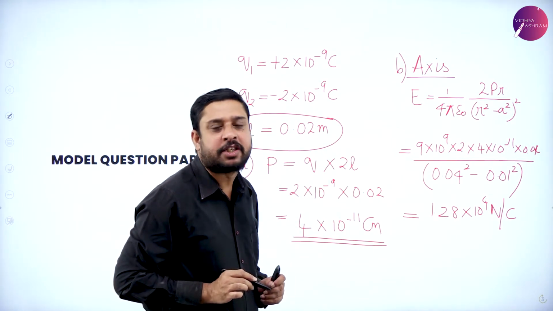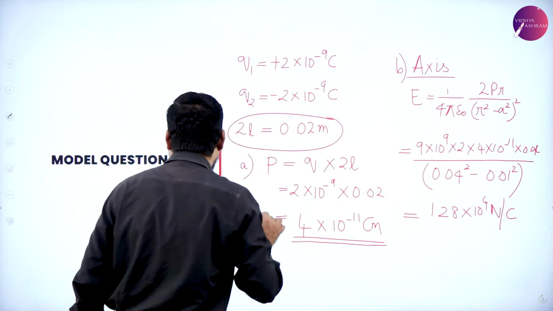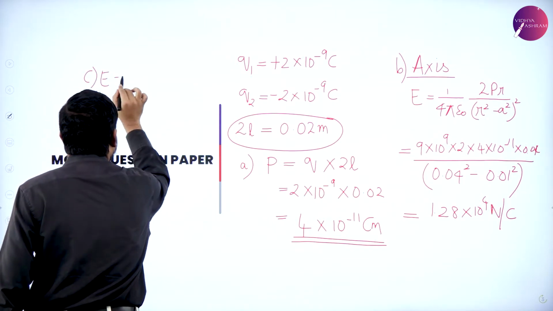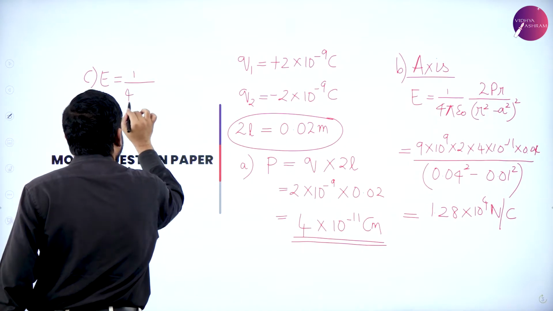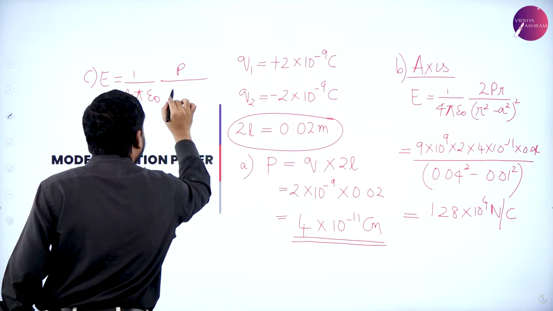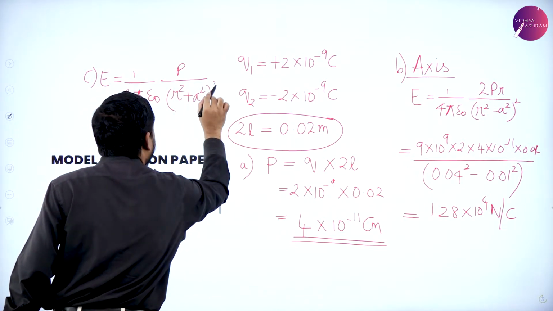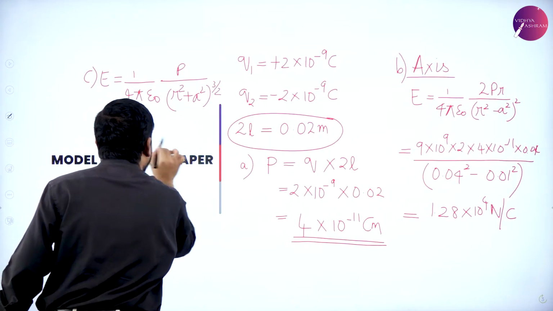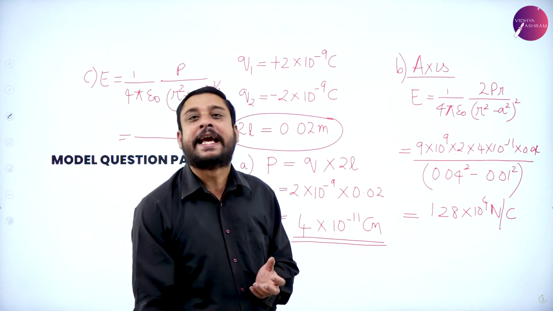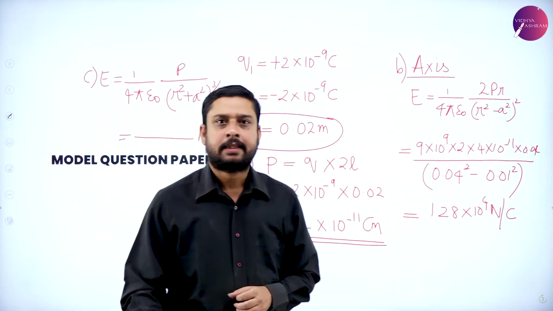What is the expression for the electric intensity on the equatorial line? So we have E equals 1 by 4 pi epsilon naught P divided by (r square plus a square) to the power 3 by 2. And this is an assignment for you all. Simplification for the equatorial line.